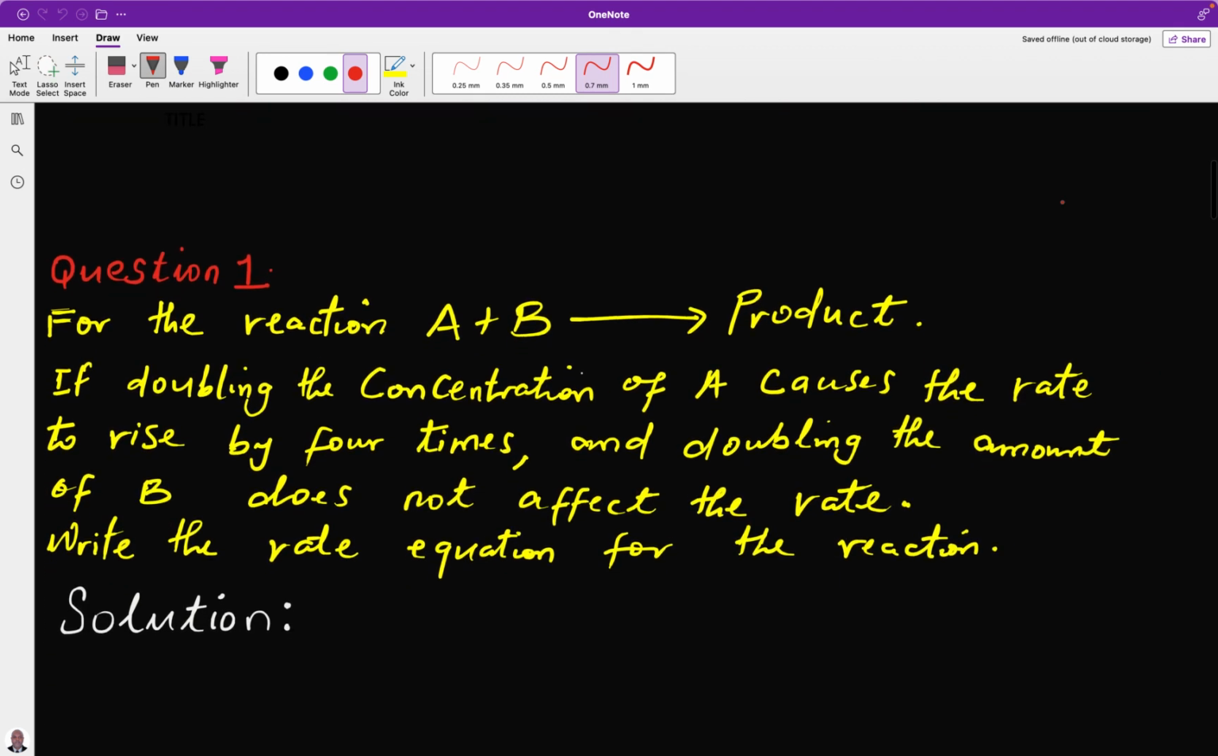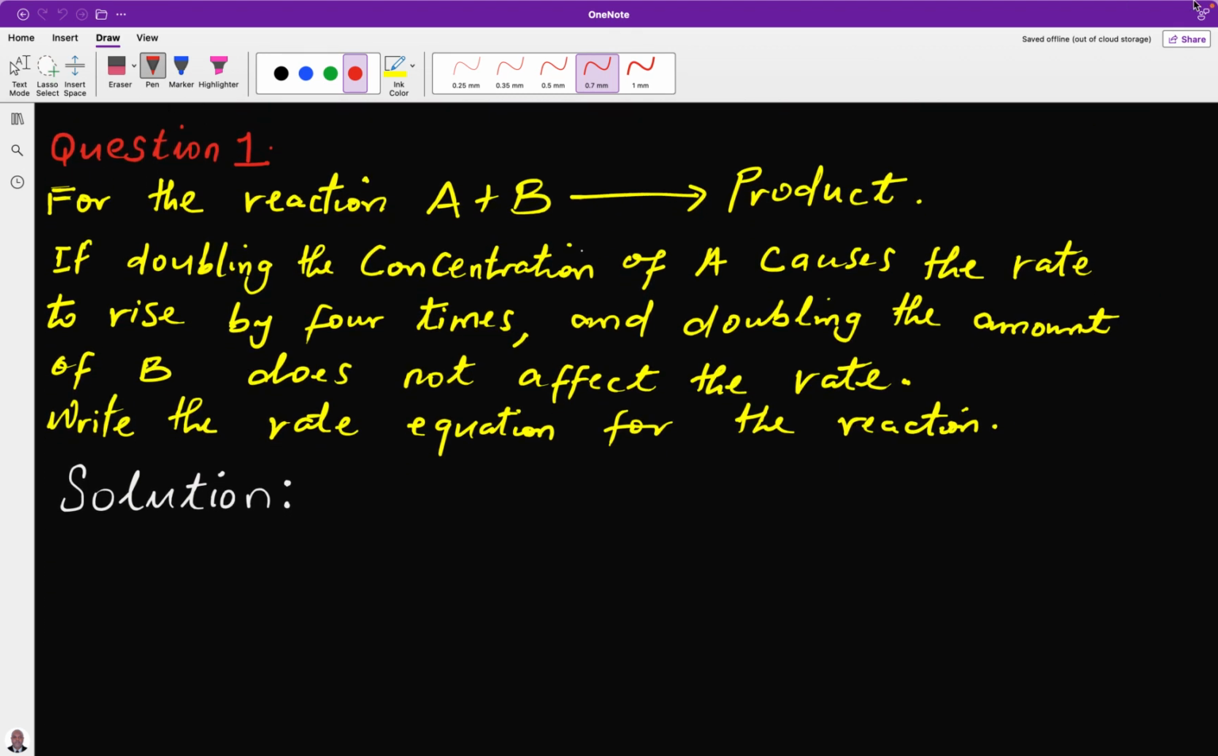We will be starting with question number 1. Here, the question reads, for the reaction A plus B to give product, if doubling the concentration of A causes the rate to rise by 4 times, and doubling the amount of B does not affect the rate, write the rate equation for the reaction.